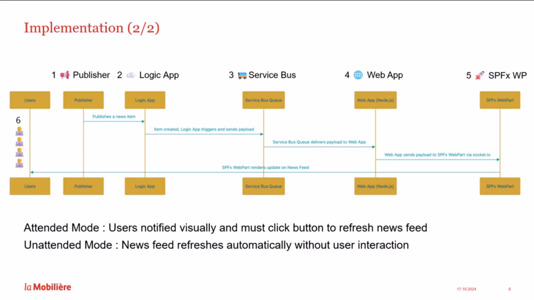When the web app sends a message, the SPFx web part reacts in two ways. So there is an attended mode. A user gets a visual hint and must interact with the feed to see what's new. It also shows how many unread news you have. And then you have the unattended mode. This is where the web part just updates the news feed quietly in the background. And this is the tricky part. I will show it afterwards.